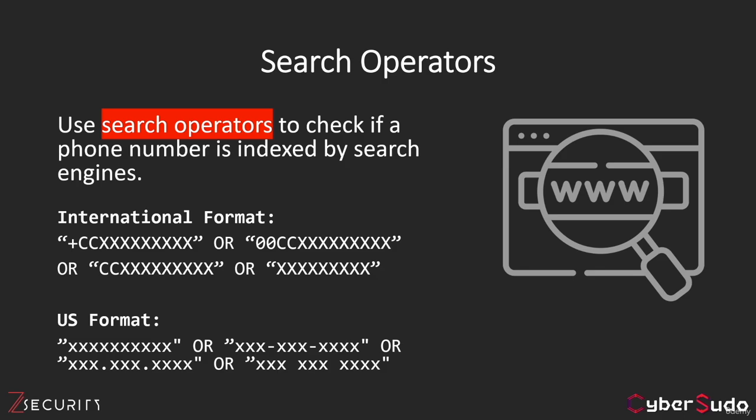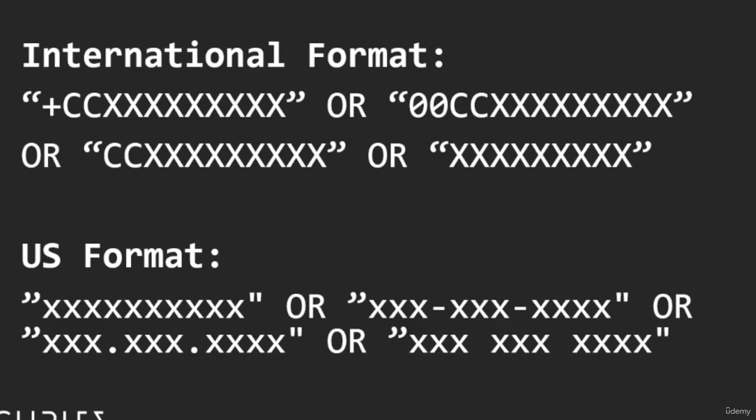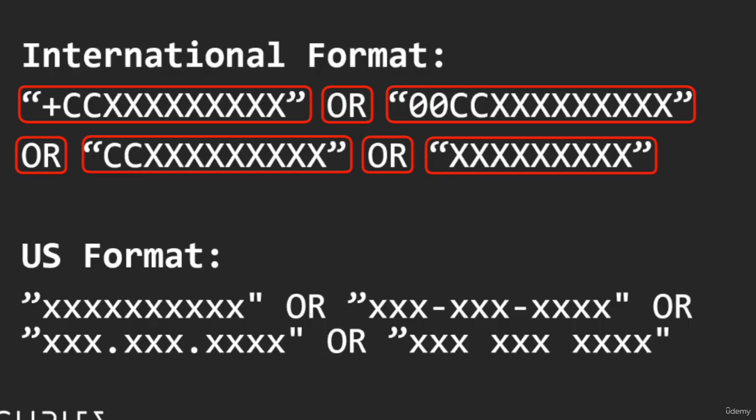So the search engine operator that you are going to use for an international phone number is as follows. First of all, you are going to add the phone number with a plus sign and the country code within 2 quotation marks, and then use the OR operator to search for this number or any other number. And then we are going to replace the plus with 00 and then the country code and then the phone number, or the country code without the zeros or the plus and then the number, or only the phone number without any country code.